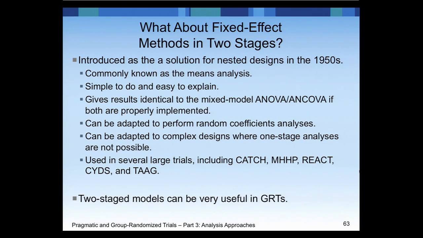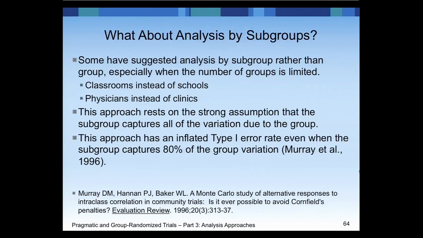Two-stage methods can be very useful in group randomized trials so long as they're implemented correctly. What about analysis by subgroups? This is a situation where perhaps we only have a limited number of groups randomized to each arm or each condition, and as a result we don't have many degrees of freedom at the group level.